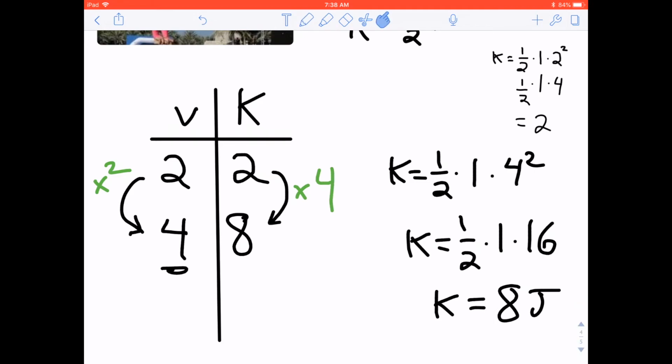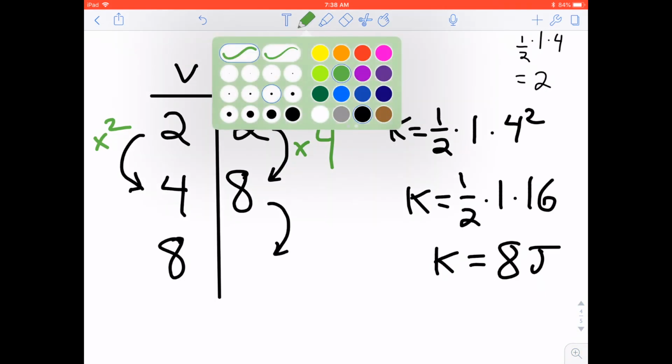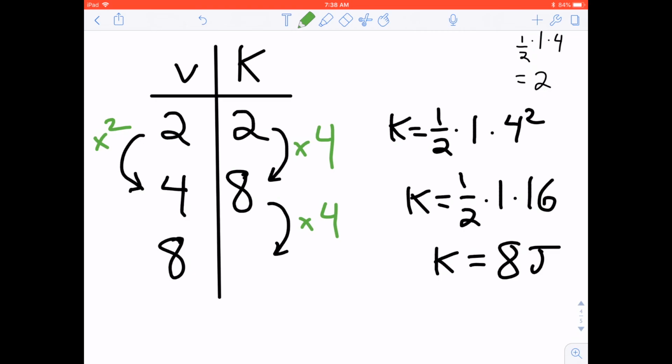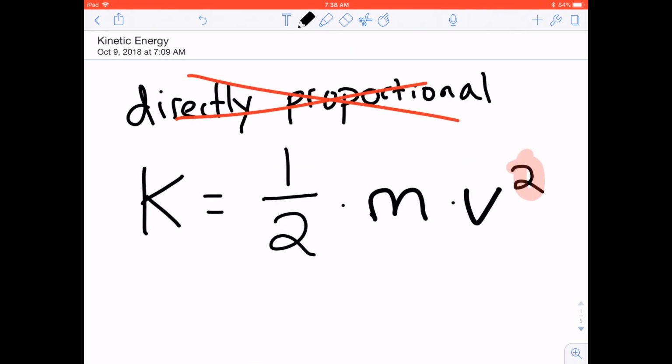So we quickly see this relationship, and we can almost fill in a huge data table just following this pattern. If we double the velocity, we're going to quadruple the kinetic energy. Easy peasy lemon squeezy. So that tells us more about that square relationship, and in this video, I hope, helps us calculate kinetic energy given a velocity and a mass. All right. Good luck, team.